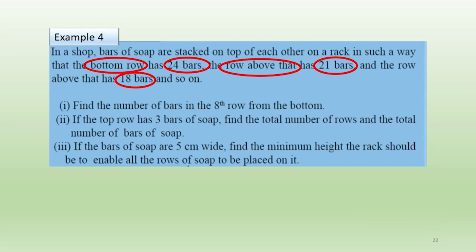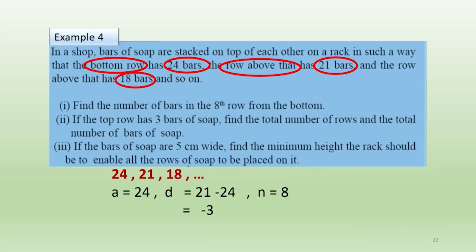Find the number of bars in the 8th row from the bottom. First you write this as a pattern, because here we know this is an arithmetic progression. 24, 21, 18. Okay. What is the first term? The first term is 24. What is the second term? 21. What is the third term? It's 18. Then what's the common difference of this one? The common difference is minus 3.